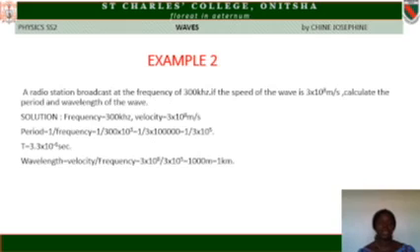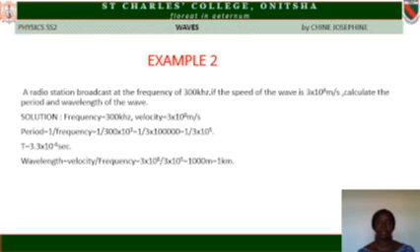Then let's go to example 2. A radio station broadcasts at the frequency of 300 kilohertz. If the speed of the wave is 3 times 10 raised to power 8 meters per second, calculate the period and wavelength of the wave. Solution: bring out the parameters in the question.